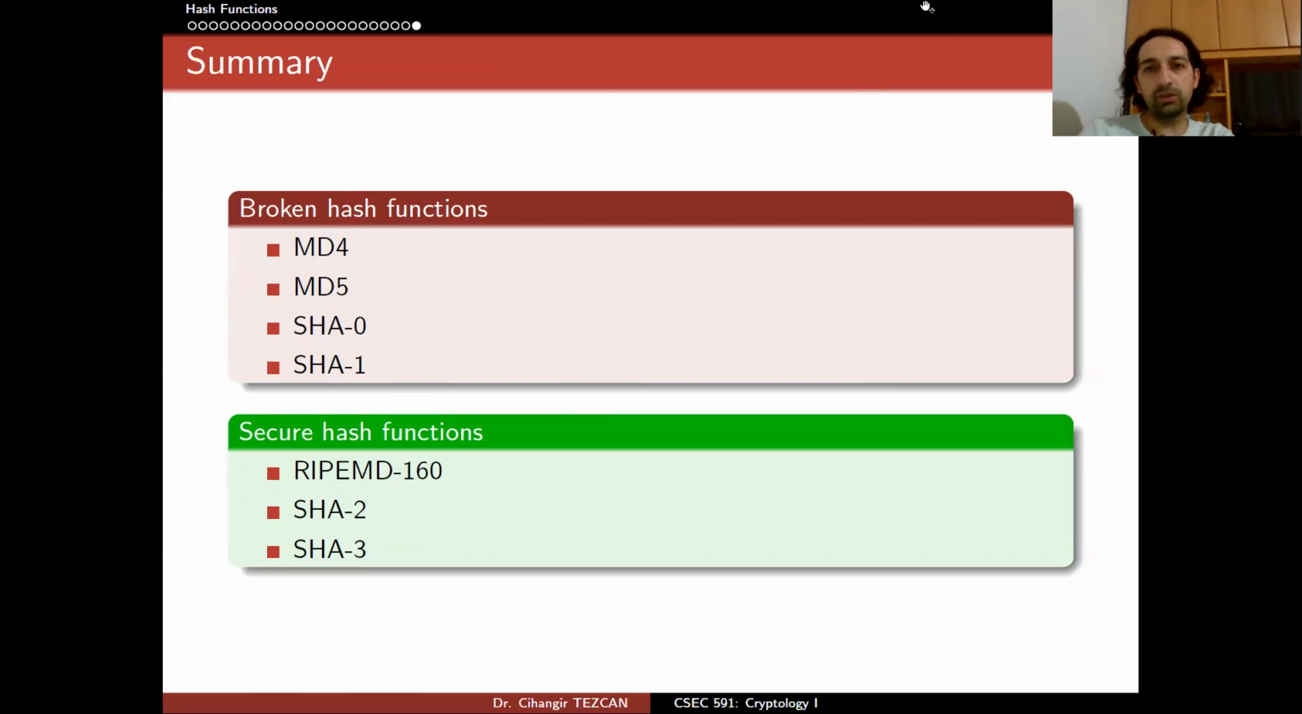Again, if you use SHA-1, you might have some problems soon, but if you are using MD5, you have no security at all.